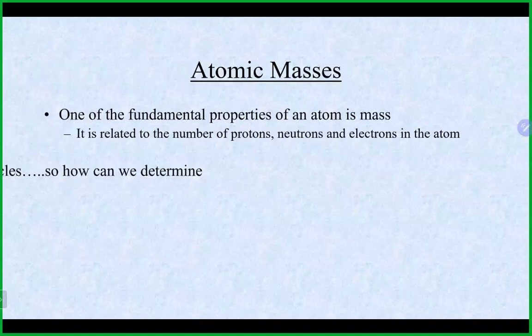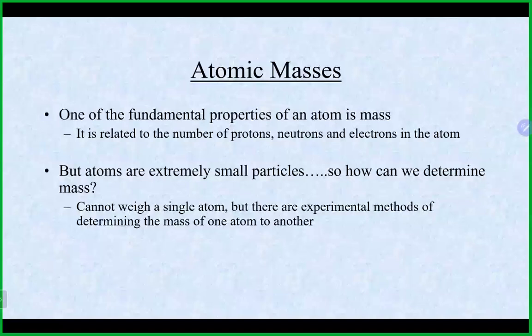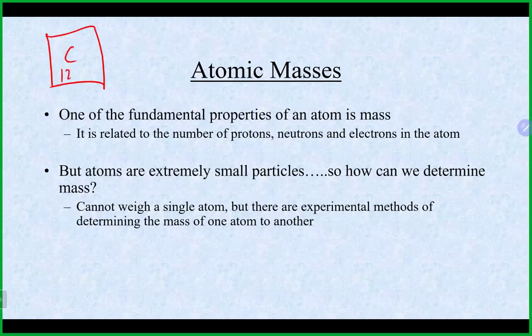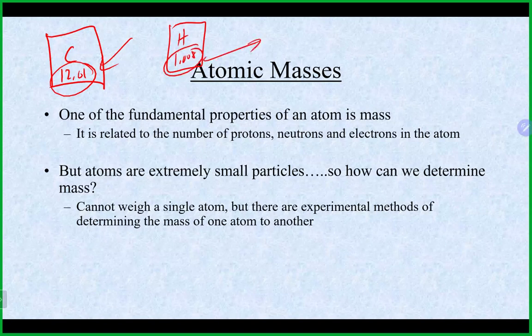So first, we're going to talk about atomic masses a little bit. And the atomic mass is, as we might have touched upon earlier, for example, those numbers that you see on the bottom of the periodic table there are the atomic masses. They are the fundamental properties of a mass, which is obviously based on the number of protons, electrons, and neutrons that are present.